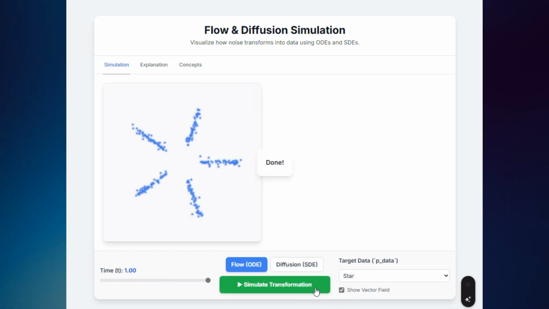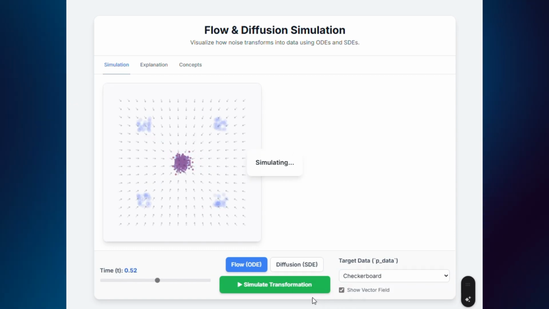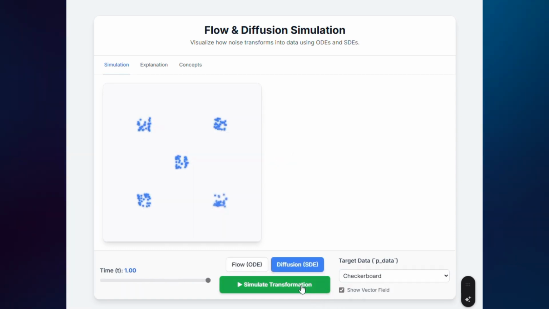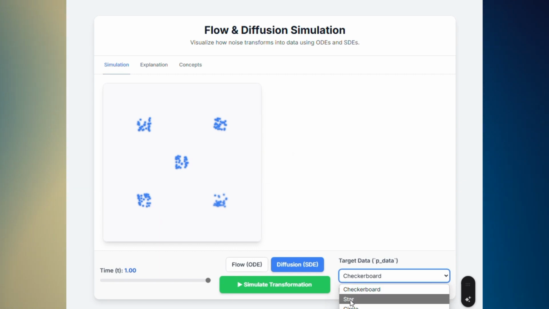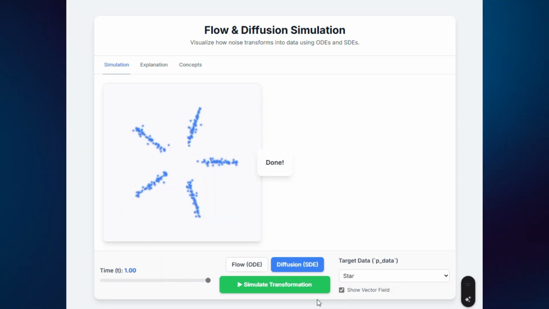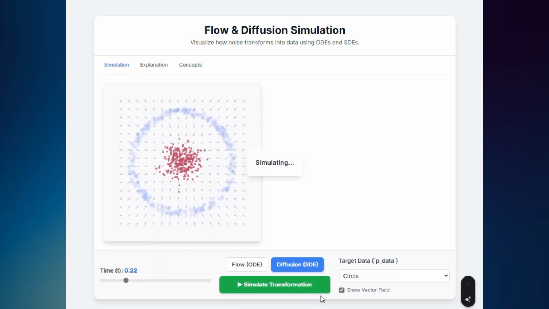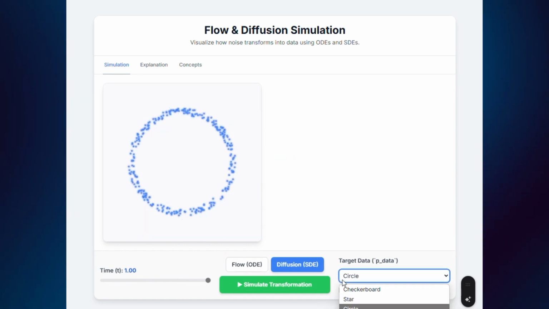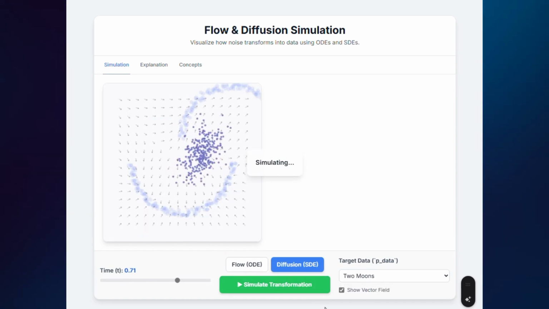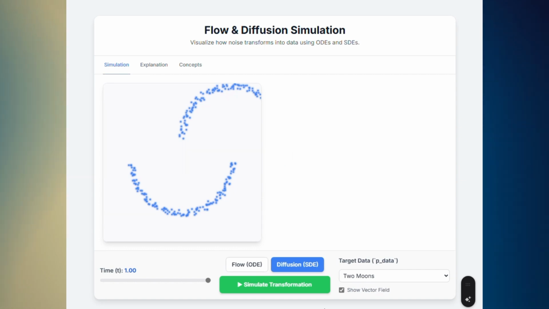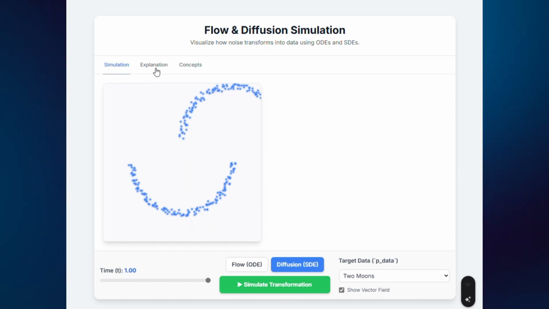Here we show some simple flow versus diffusion simulations. The goal is to learn a deterministic transformation from noise to data. A neural network learns a vector field that defines the exact path for each particle, governed by an ordinary differential equation, ODE.